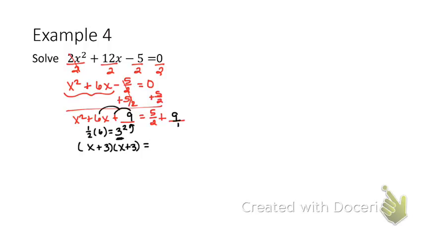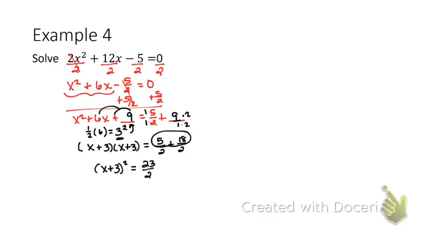So this 9 is the same as 9 over 1. So what is my common denominator? Well, 2 and 1 both go into 2. So I know my common denominator is going to be a 2. This 2 I multiplied by 1, so the 5 times 1 is 5. The 1 I multiplied by 2, so the 9 times 2 is 18. So when I go to rewrite this, I get my x plus 3 squared equals 5 halves plus 18 halves. Remember, add your numerators, so 23 over your common denominator of 2.